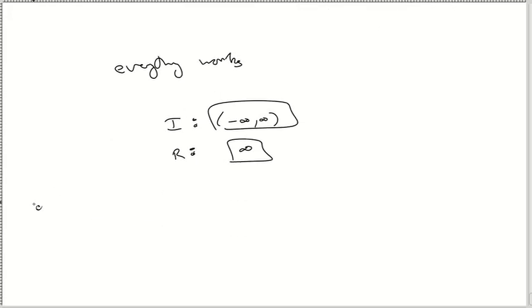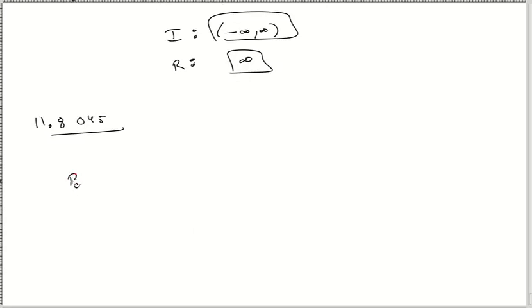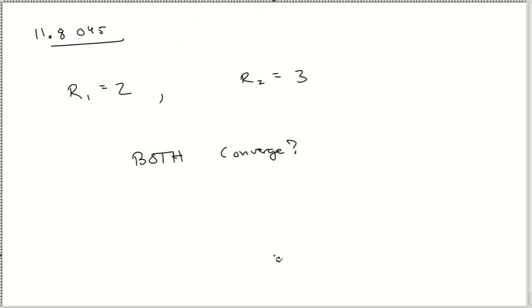Okay, cool. Next one is 118045, and this is actually the last one I have. So R1 is equal to 2. I have R2 is equal to 3. It's just kind of funny. Why would they mix it up? And so they're wanting to know where they both converge. Like, what's the radius of convergence for both of them together? Added, subtracted, multiplied, something like that.